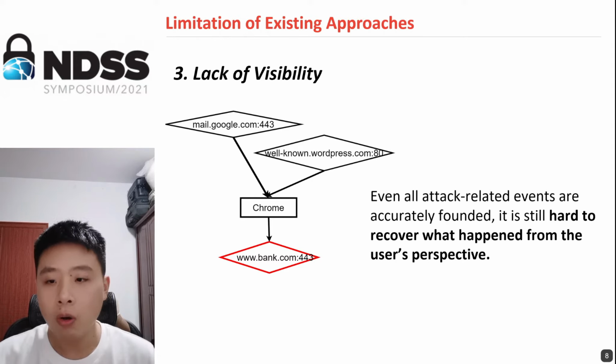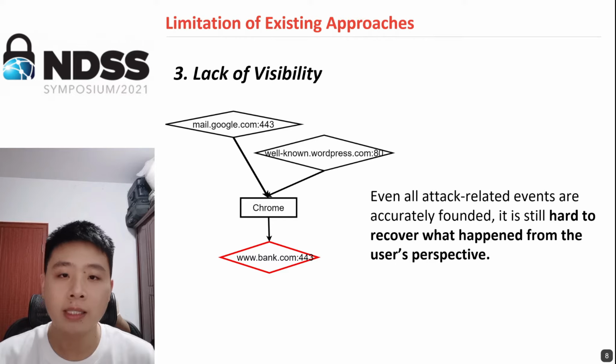Furthermore, even if all attack-related events are accurately found, like in the left picture, it is still hard to recover what happened from the user perspective. The question is: is Bob an insider attacker, or who stole the money, or is he just a victim of social engineering? Without knowing more contextual information, it is impossible to answer such questions.